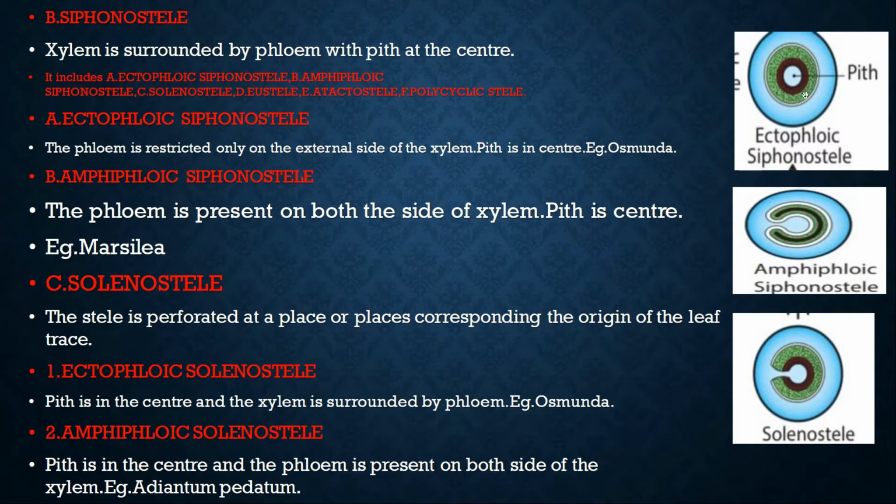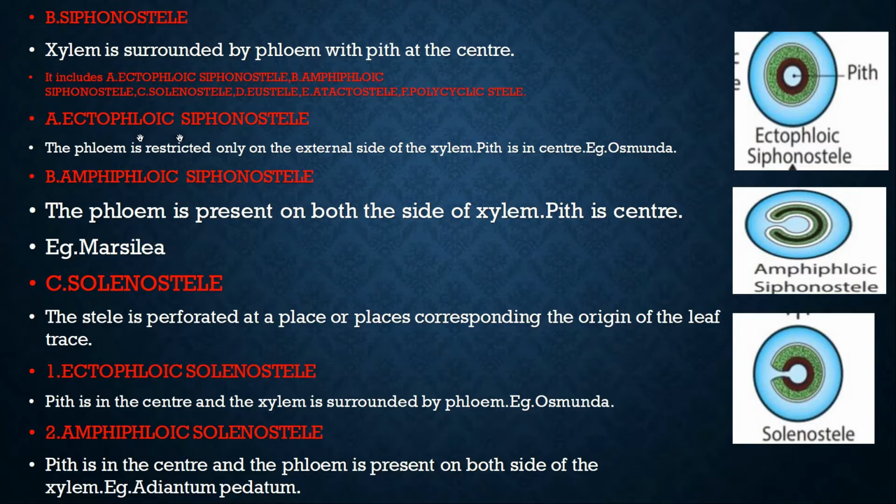The second type is called siphonostele. In the siphonostele, the xylem will be surrounded by phloem with the pith in the center. Pith will be present, then xylem, after that phloem. This includes ectophloic siphonostele, amphiphloic siphonostele, solenostele, eustele, atactostele, and polycyclic stele.